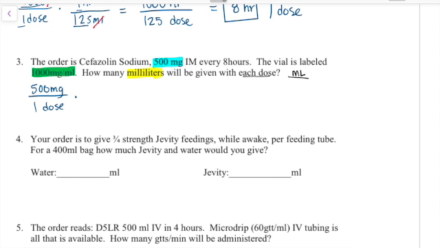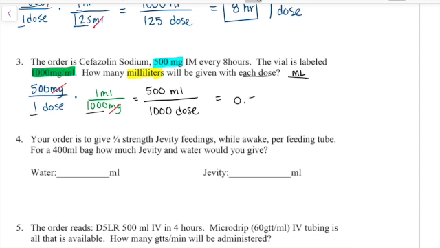The vial is 1,000 milligrams per ml. So cross cancel. 500 times 1 is 500. 1 times 1,000 is 1,000. 500 divided by 1,000 is 0.5 mLs per dose.